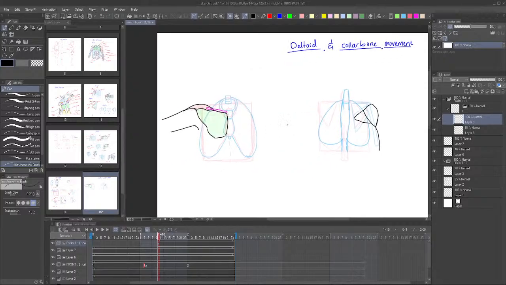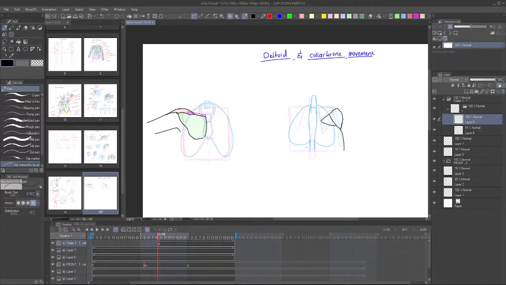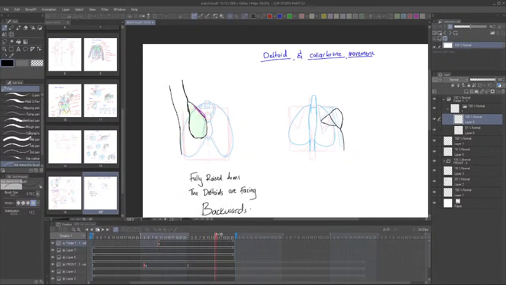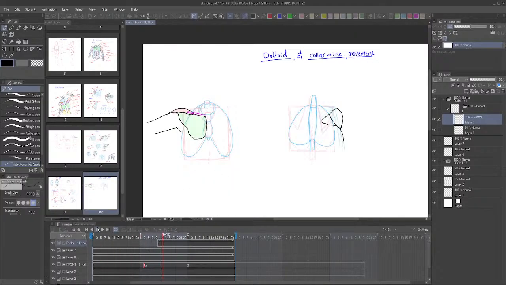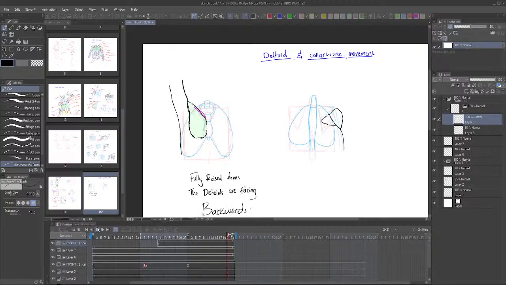So previously we did the deltoid movement, how the chest moves, and how the deltoid moves. So today we are looking at how it also moves when you are animating the back side of it.